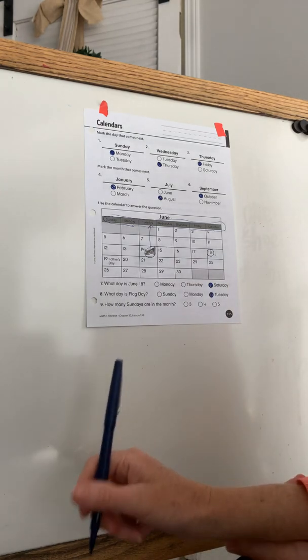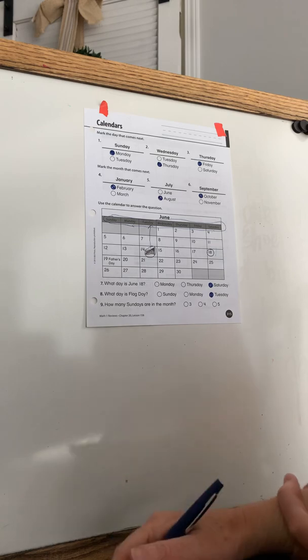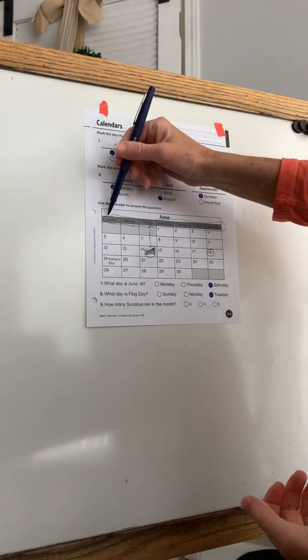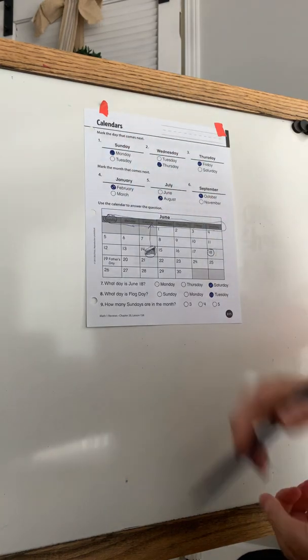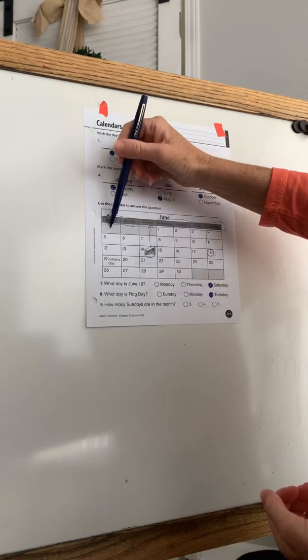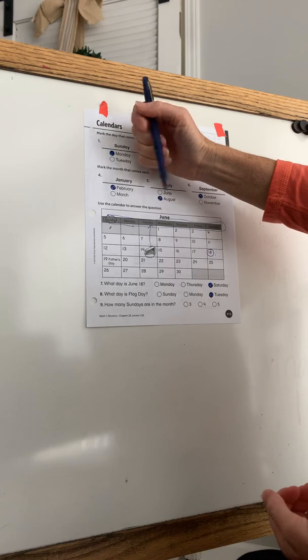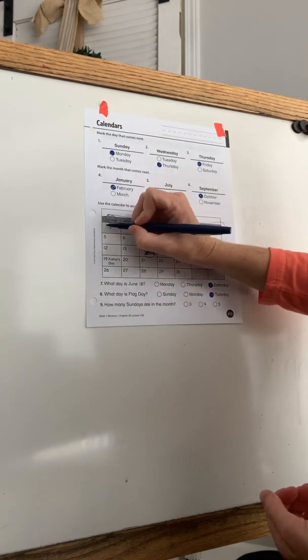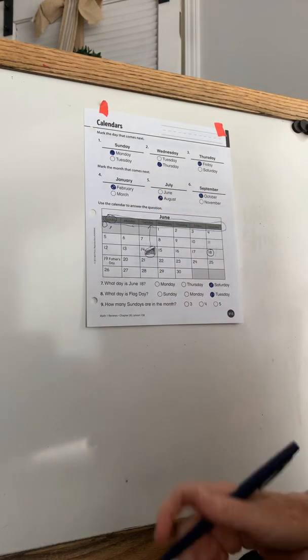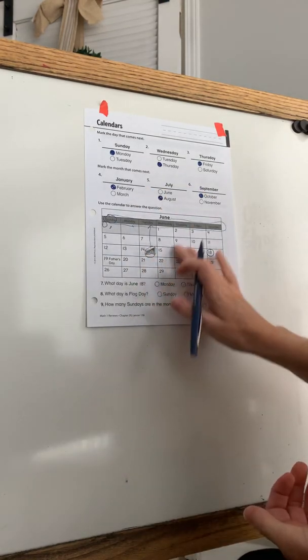Number 9, how many Sundays are in the month? Okay, I'm going to find Sunday. I'm going to look up here. Oh, here's Sunday right here. And I need to know how many Sundays there are. Is this a day in June? No, it's not. And we know that because 1, it's gray, it's not white. And 2, it doesn't have a number. If it doesn't have a number for this month, it's not going to be in June, okay, on this calendar.